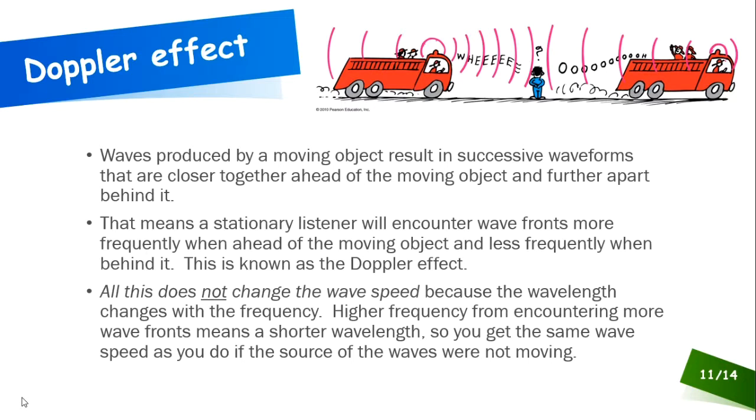Well, if you change the wavelength, you're also going to change the time it takes to travel the distance of one wavelength. So you're also going to change the frequency. If the higher frequency comes from getting more wave fronts, that means you're encountering a shorter wavelength. So you're going to get the same wave speed as you do if the source of the waves weren't moving at all. The higher the frequency, the lower the wavelength. The lower the frequency, the higher the wavelength. So when you multiply them together, you're going to get the same number. The wave speed's not going to change because of the Doppler effect.